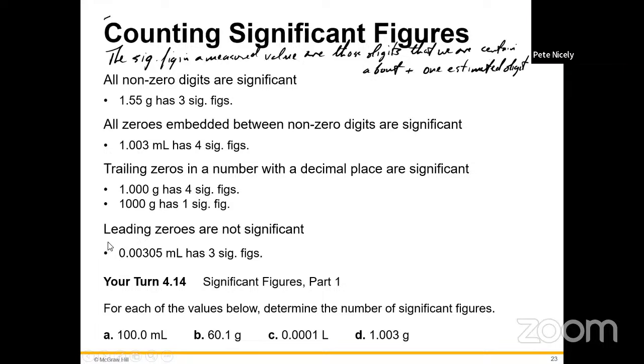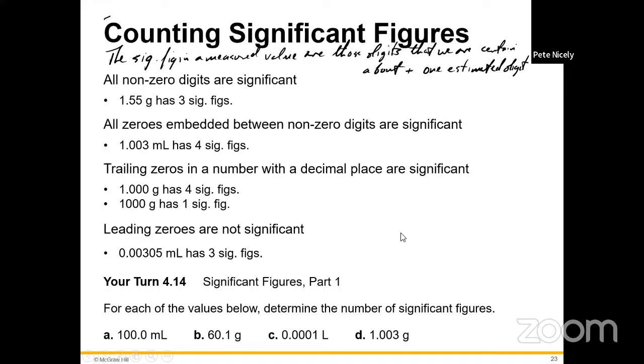Okay, the next rule says leading zeros are not significant. In other words, any zeros that come before the first non-zero digit are not significant, all right? So in this particular case, you have 3 zeros here before the 3, right? That means that these zeros are not significant. Sorry, this 0 here, which is sandwiched between the 3 and 5, is significant. So the total number of significant digits represented in this number is 3, all right?